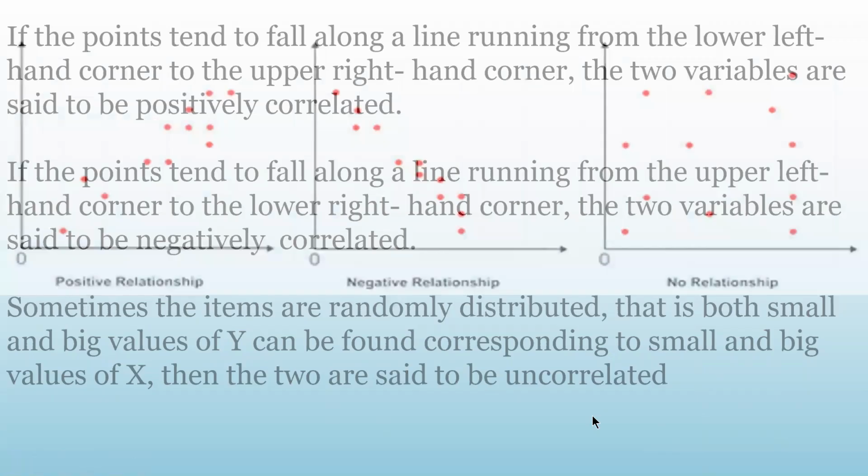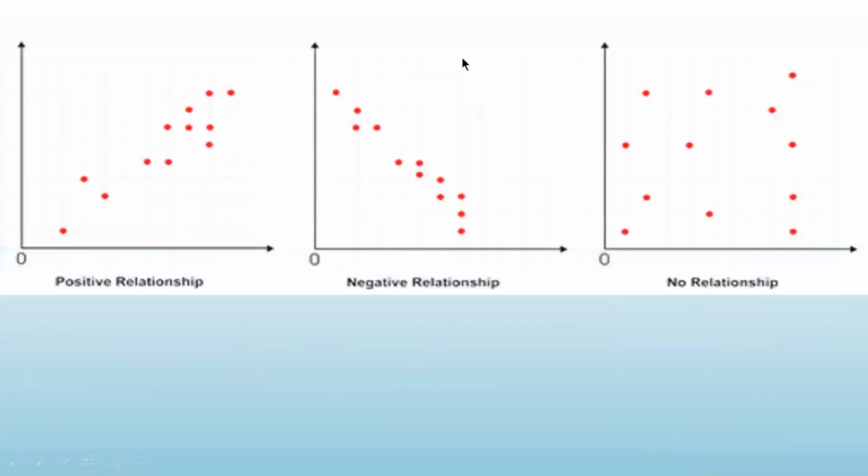So here I have tried to give you the diagram. This is a positive correlation. Here the points are moving from the lower left corner to the upper right corner, so there is a positive correlation. See the movement of the points. Here, negative correlation. They are moving from the upper left corner to the lower right corner. So this direction is a negative correlation. No correlation means they are haphazardly scattered.